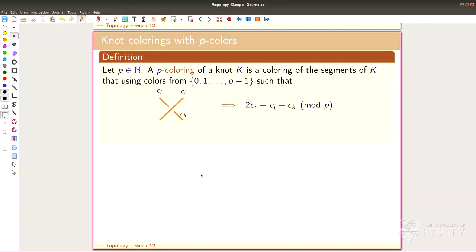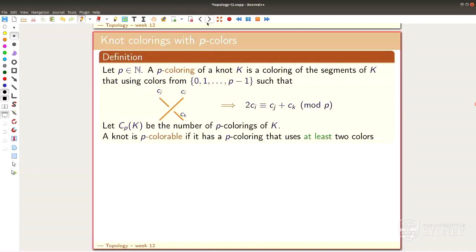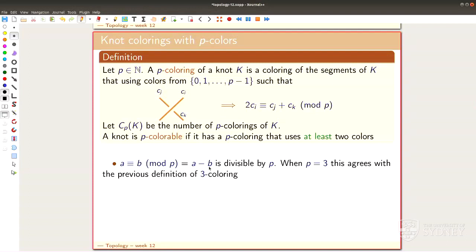4, 5, 6, whatever, p-colorable, if we can color the segments with elements from 0 up to p minus 1 such that 2 times the overcrossing, 2 times the one that crosses over, is congruent to the sum of the undercrossing ones, modulo my prime. And that's exactly what we did before, because this just means that the difference is divisible by p. So it just says 2 times ci minus cj minus ck is divisible by my number p. And when p is 3, I just tried to convince you that this is exactly what we had before. And otherwise, it really looks the same, so we just copy everything.